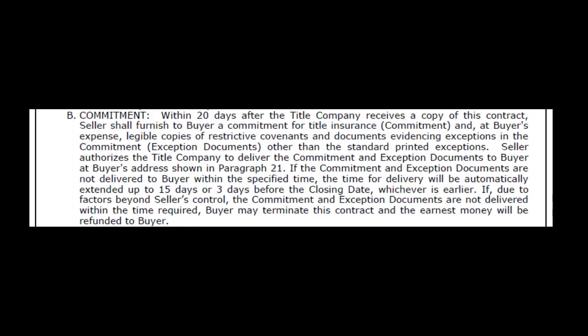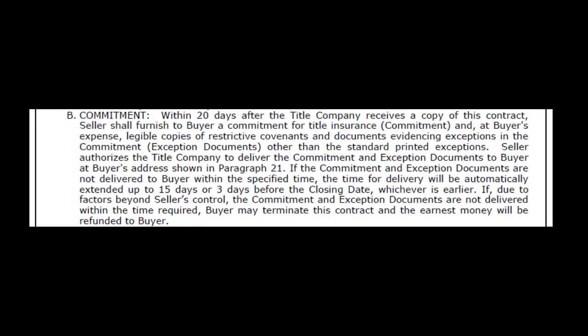And they have to deliver that bundle of paper to the buyer within 20 days of receiving the executed contract. Okay, and the place that they're going to deliver that bundle of paper is going to be to the address, the contact information that we're going to list in paragraph 21, which is where we're going to list the purchaser's contact information for all the notices to be sent. So if the title company doesn't send it in time, then they've got all sorts of little ways that they can extend it. They can extend it up to 15 days or 3 days before closing.